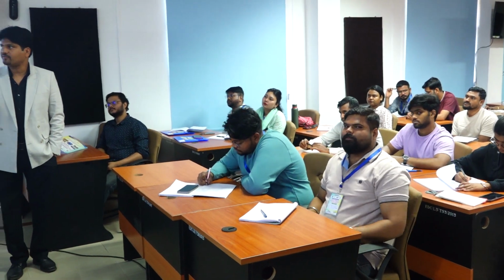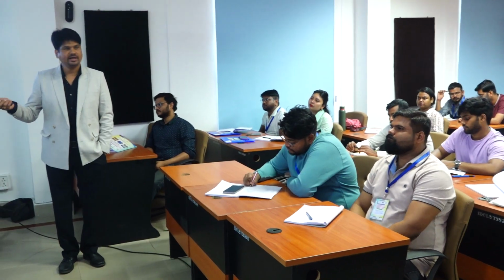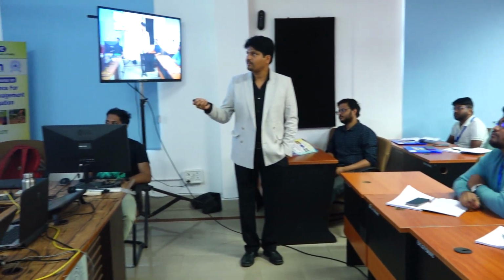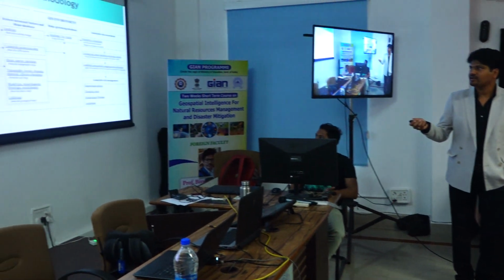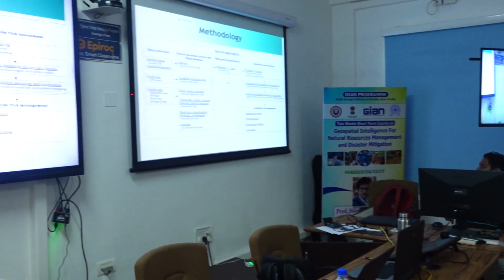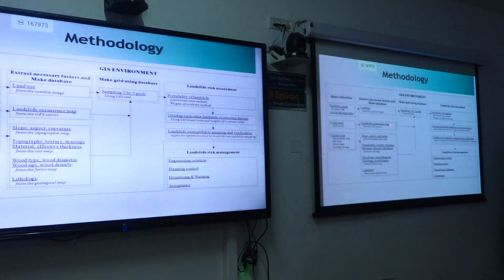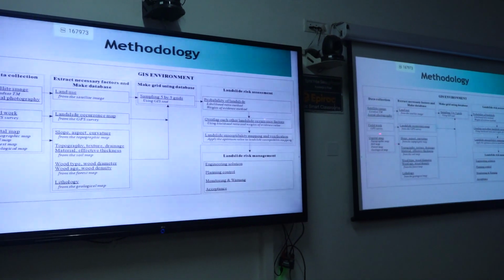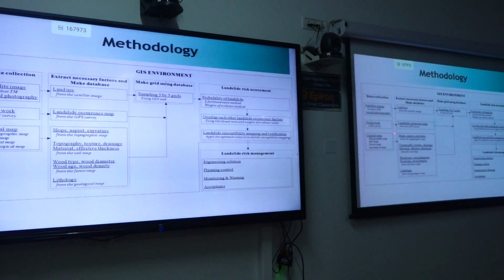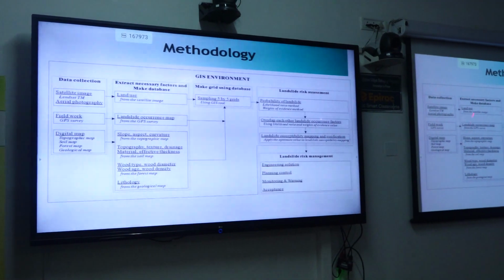So you have data collection: satellite images, aerial photographs. From the satellite image, you can derive the land use land cover map. From field survey, if you go to the field and extract or verify your landslide locations, obviously that gives the landslide occurrence map or inventory map. Then from them you can extract slope, aspect, all those things.